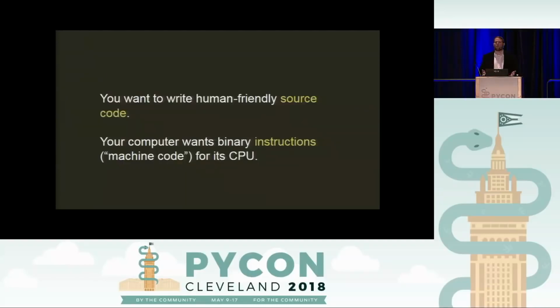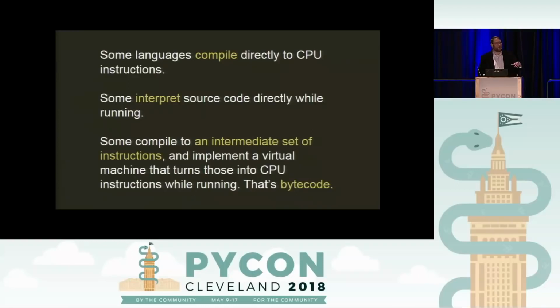So you want to write source code, which is the beautiful, clear, easy to read, easy to understand, human-friendly version, but your computer wants these binary instructions. So how are we going to get from one to the other? There are some options. There are some different ideas that have been tried over the years. Some languages, you're going to run a program called a compiler, courtesy of Rear Admiral Grace Hopper, which will take your source code and transform it directly into those machine code instructions. We call those compiled languages.